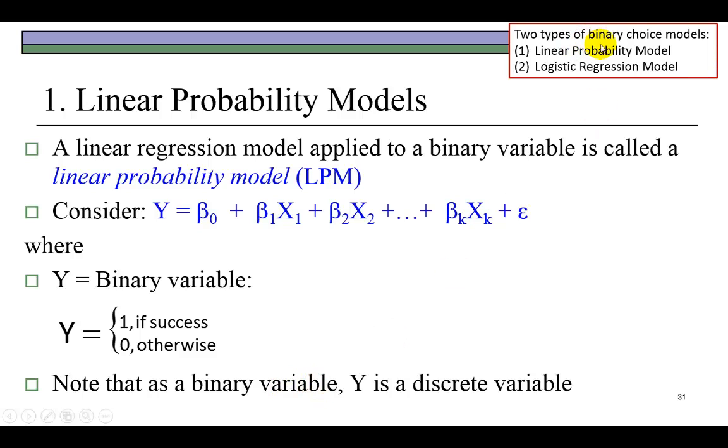Now, there are two types of binary choice models discussed in this presentation, and they are the linear probability model and the logistic regression model, also called the Logit model. Now, the linear probability model, as the name implies, is a case where y, the binary variable, is expressed as a linear function of various explanatory variables.